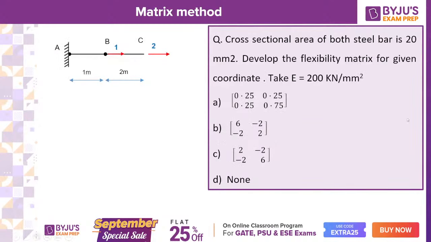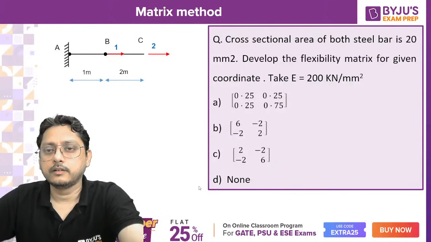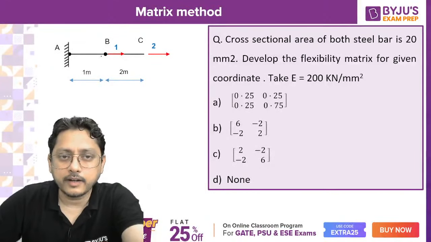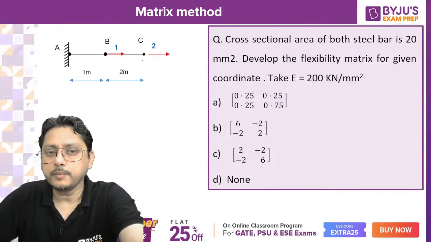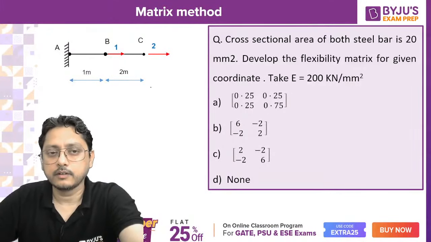Now, the cross-sectional area of both steel bars of 20 mm square is given. Develop the flexibility matrix for the given coordinates. Here you have coordinate 1 and coordinate 2 at C. What will be the flexibility matrix here? Can you do this one?